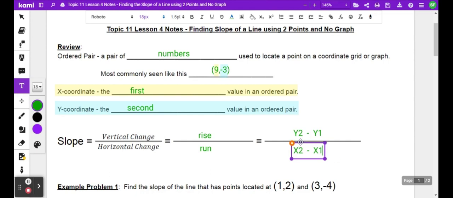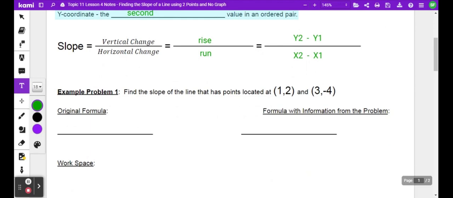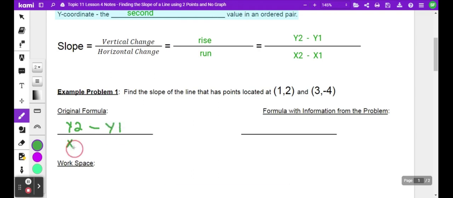So in order to be successful today, you're going to need to be able to stay organized and do a little bit of subtraction. Let's go ahead and look at example problem number 1 here. Example problem number 1 says to find the slope of the line that has points located at (1, 2) and the other point is located at (3, -4). So the original formula that we talked about was y2 minus y1 over x2 minus x1.